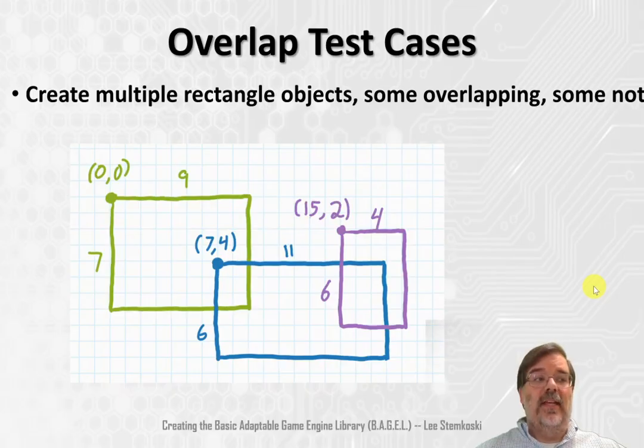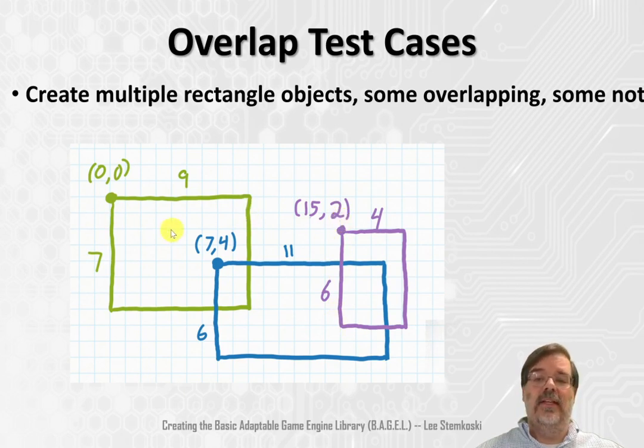So here will be the test cases that we're going to use. We'll create a total of 3 rectangles, and we'll probably give them names like R1, R2, and R3. So the first rectangle will have top left corner 0, 0, width 9 and height 7. The second rectangle will have top left corner 7, 4, width 11 and height 6. The last rectangle, rectangle number 3, will have top left corner 15, 2, width 4 and height 6.